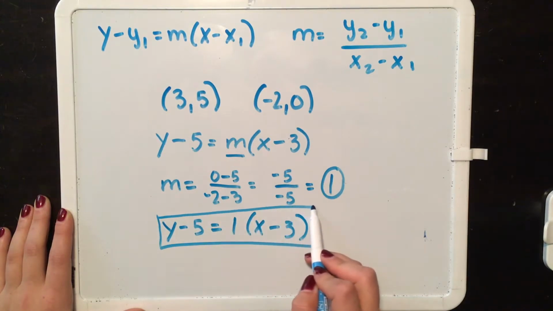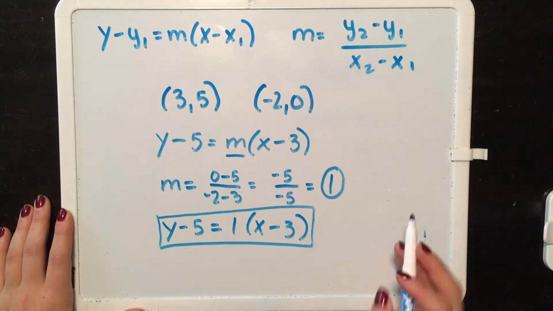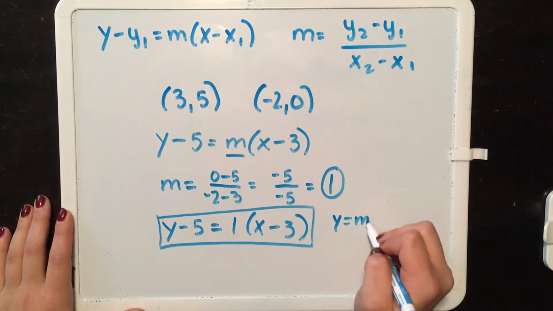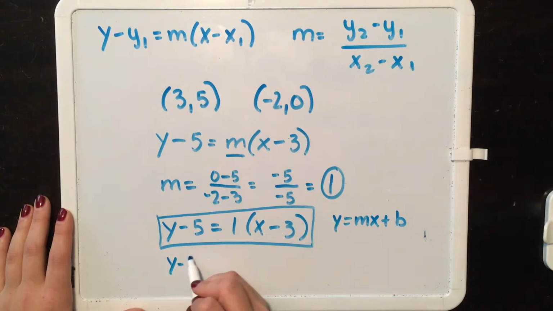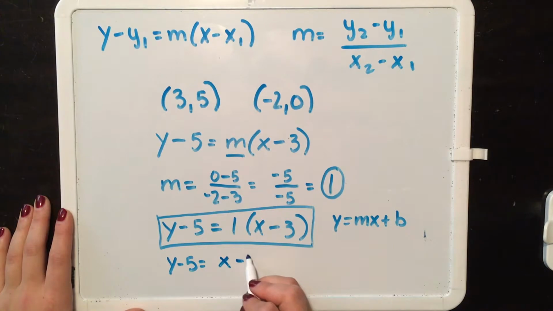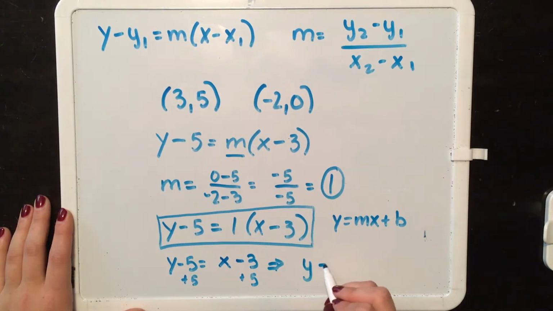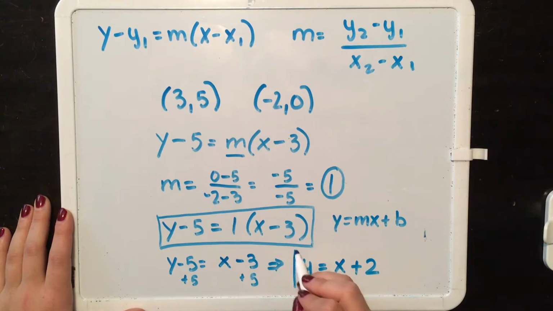This is our equation in point-slope form, and if we'd like to convert it to y equals mx plus b form, we just need to rearrange and distribute. y minus 5 equals, distribute the 1, x minus 3, add 5 to both sides, and our y equals x plus 2, where the slope is the same, 1.